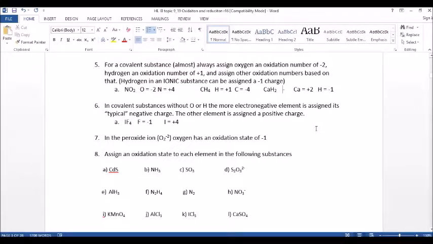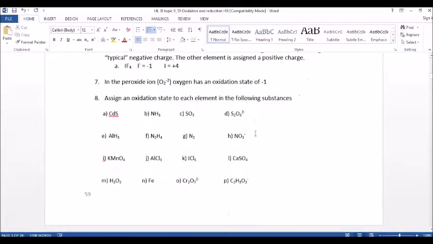So sometimes you'll see covalent substances without oxygen or hydrogen in them. In that case, you should give the more electronegative element its typical charge, like the one you'd see on the periodic table, and then base the oxidation state of the other one on that. So, for instance, fluorine is in the -1 column of the periodic table, so we're going to give fluorine -1, that's its oxidation state. That's total -4, so the iodine has to be +4.